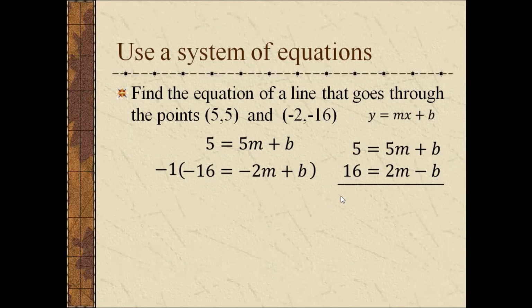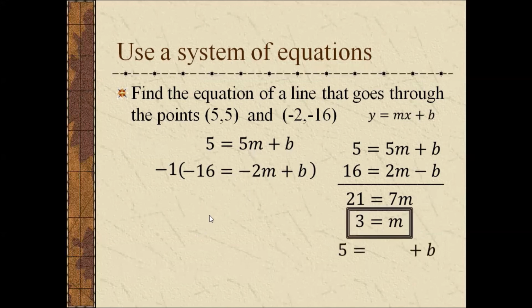And we'll have 21 equals 7m. So our m value is 3. We're halfway to writing this equation of the line. We now know what the slope of the line is. If I substitute 3 back into either of the original equations, I can find a value for b.